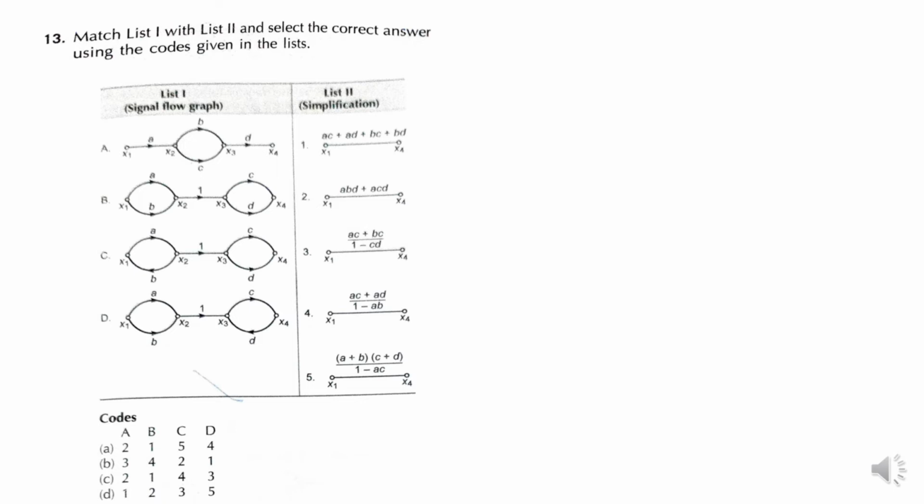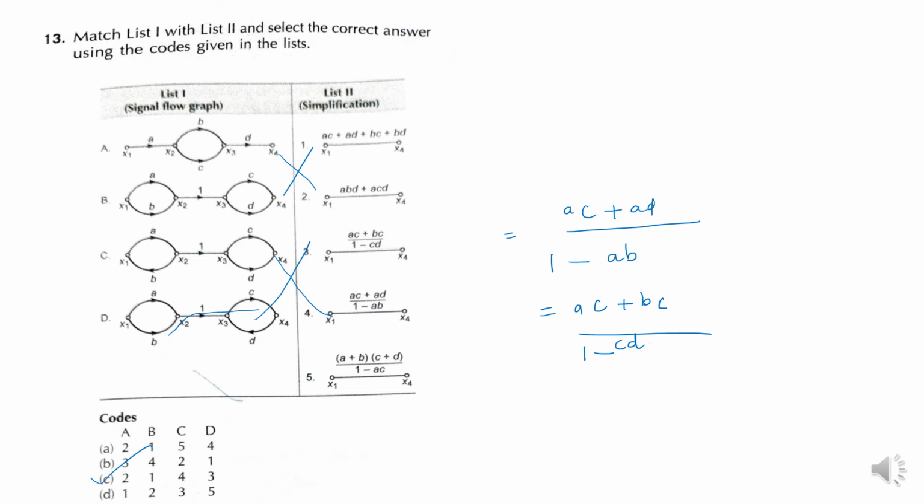So the third one, the forward path gain. So here this is the 2 and this is 1. And forward path gain is AC, here AD plus AD, and 1 minus sum of individual loop. Here only one loop, 1 minus AB. So C is equal to 4 and D is equal to 3. So here forward path is AC plus BC divided by 1 minus the loop is CD. So the answer is C. Option C is the correct answer.